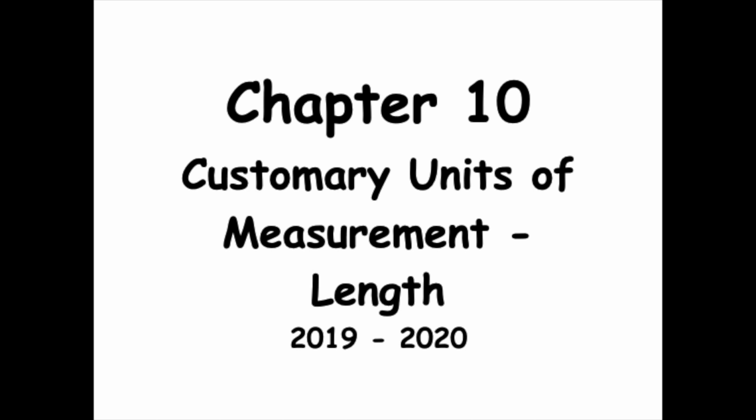Okay, so we're going to jump into Chapter 10. Chapter 10 talks about units of measurement. There are two different kinds of units of measurement. There's customary units of measurement, that's what we use for length, weight, and capacity. And then there's metric. Metric units are what the rest of the world uses. The United States is actually one of the only places that uses customary units, which is why we're going to start with that first, and then we'll talk about metric.